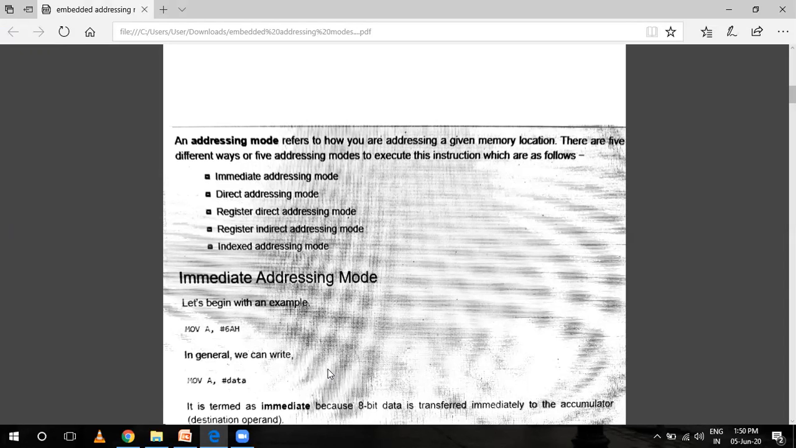There are 5 different ways of addressing modes to execute an instruction, which are as follows: immediate addressing mode, direct addressing mode, register direct addressing mode, register indirect addressing mode and index addressing mode.